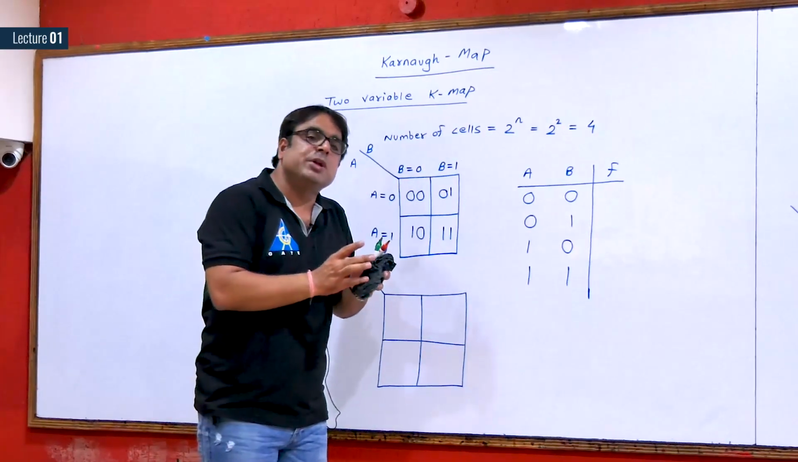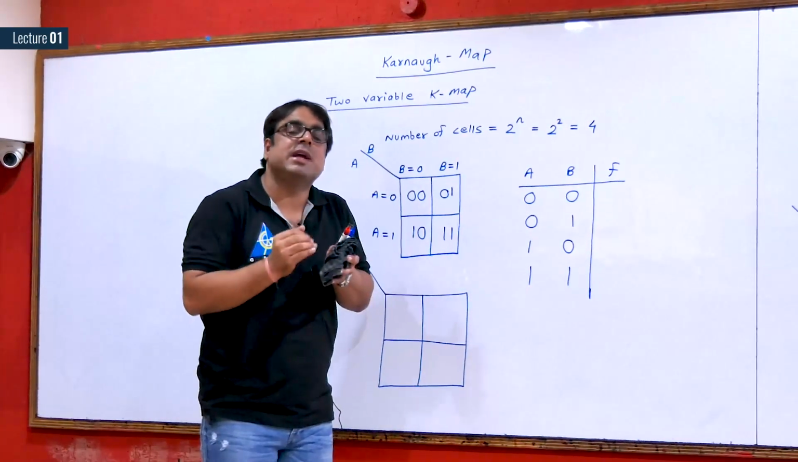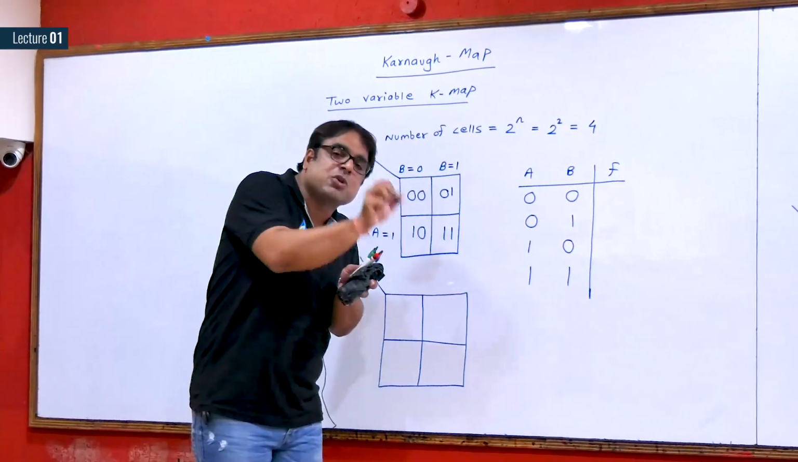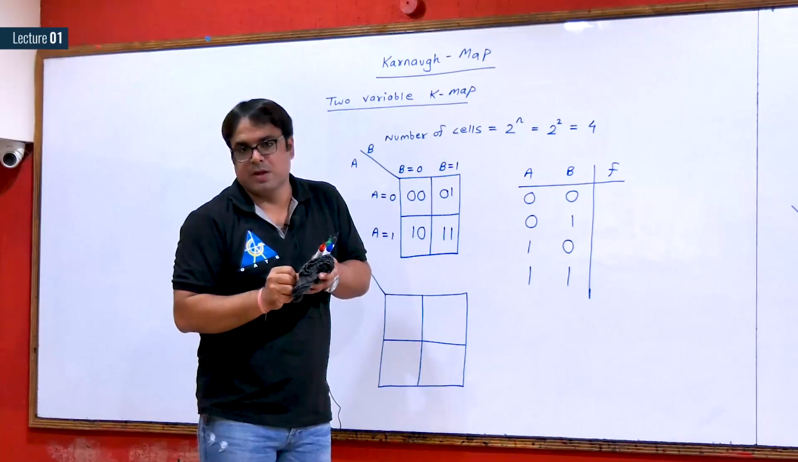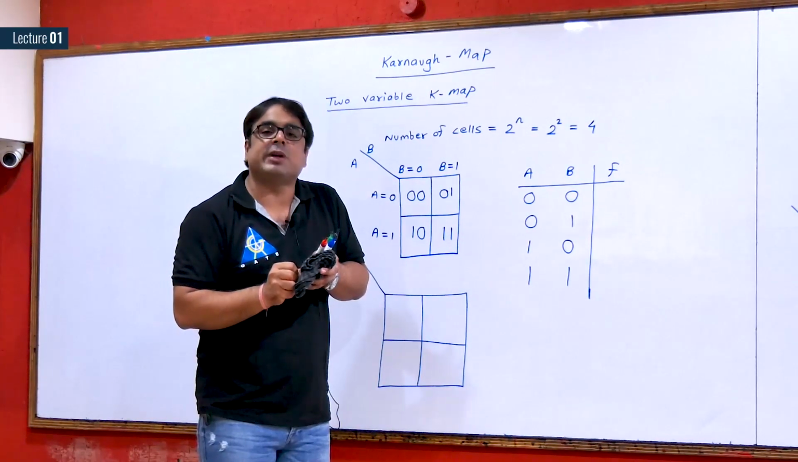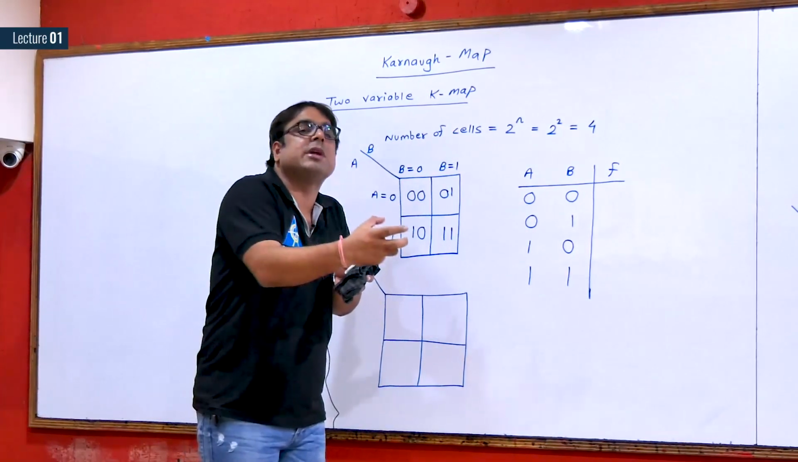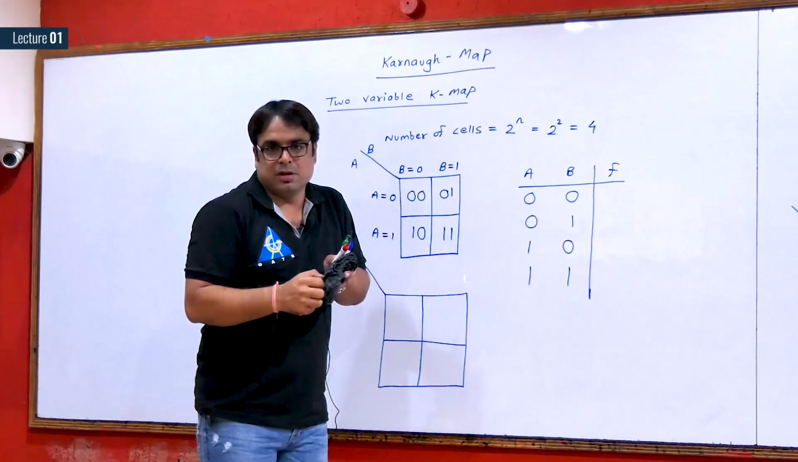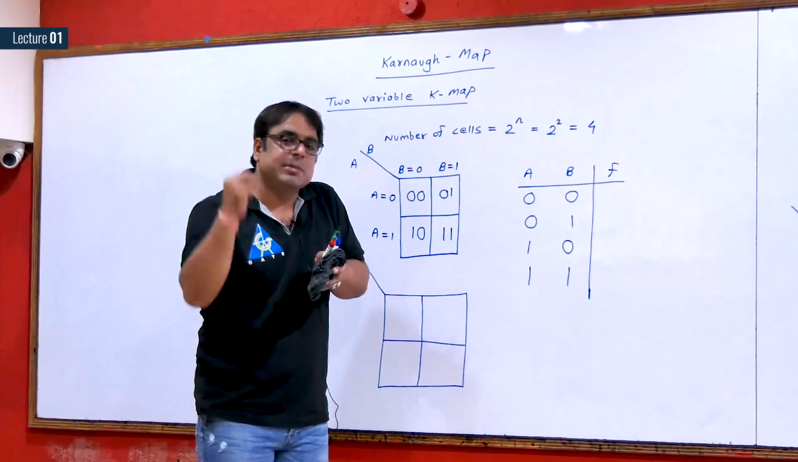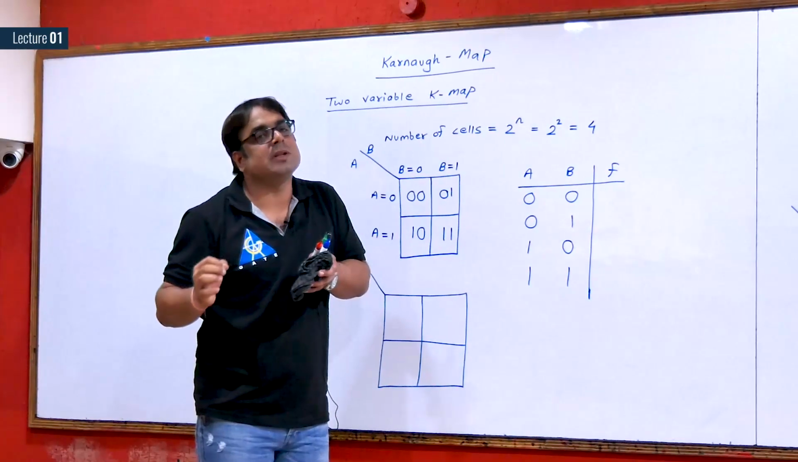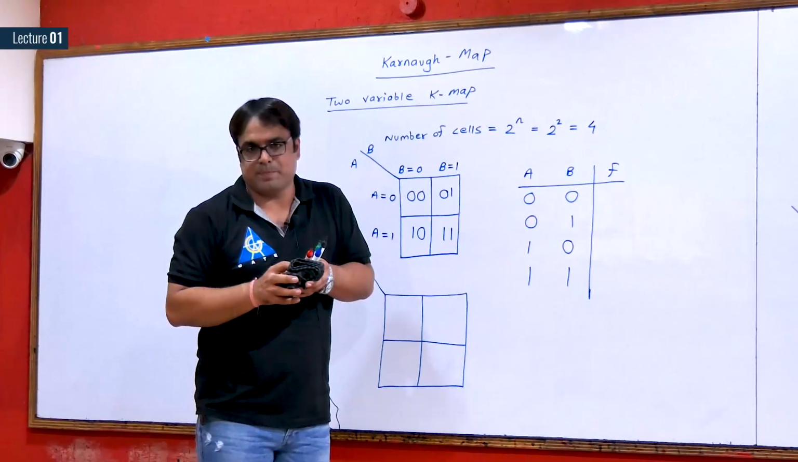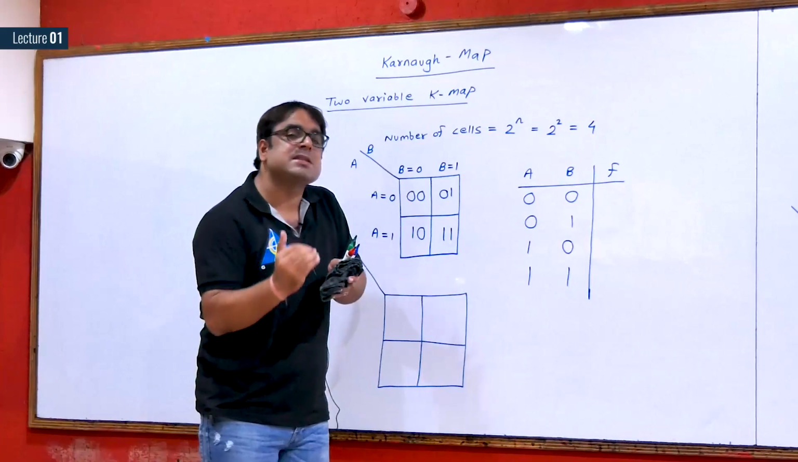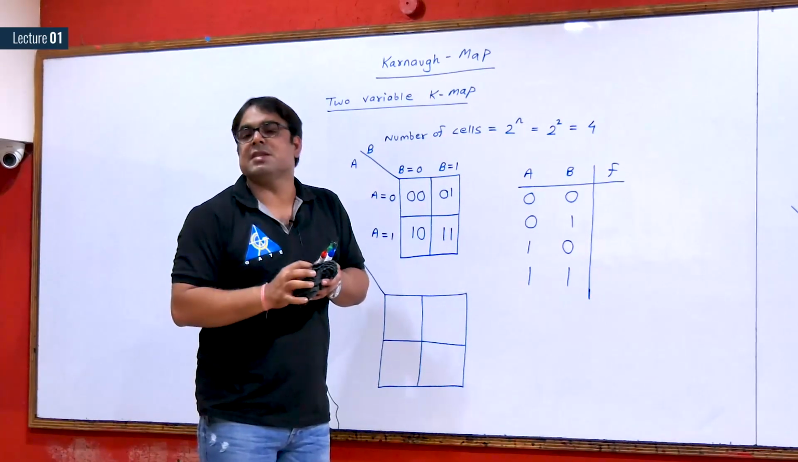Actually, the problem in Boolean algebra is that many times we are not able to see a possibility of minimization. Many times in Boolean algebra there is a possibility but we are not able to find it, resulting in that we are not able to get the most reduced form of the expression. But in K-map this chance is less. Why is this chance less?